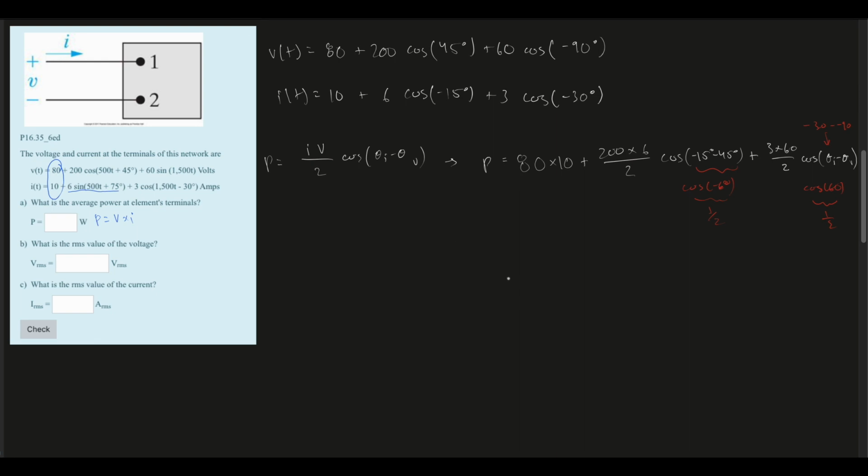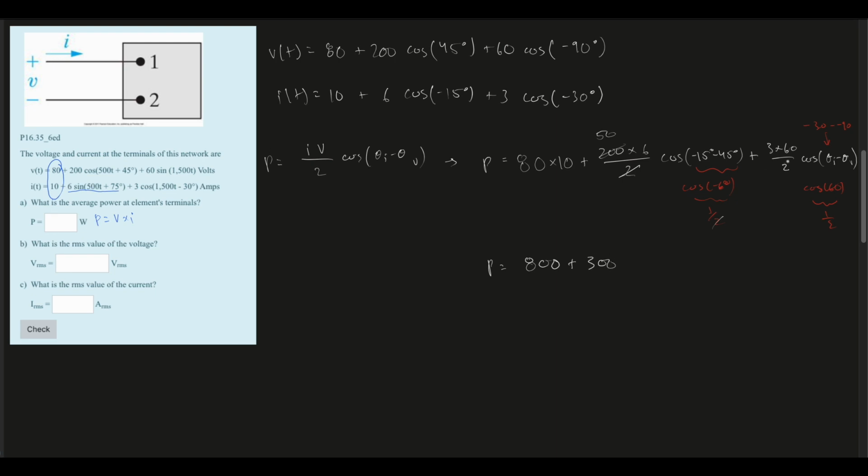So what we can do is we can take our P and set it equal to the 80 times 10, which is 800, plus the 200 times 6 divided by 2 divided by 2. And if we have these two 2's, they combine to make a 4, and so we could turn this into a 50, and that's going to give us a 300.